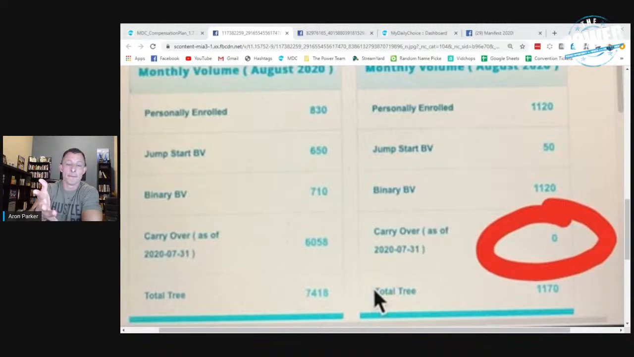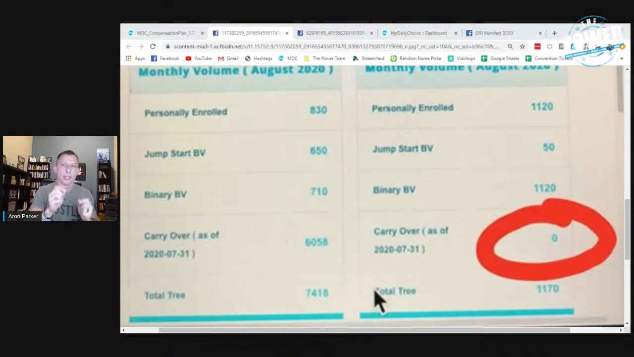I've already told you. You've got to have personally enrolled 90 on your left, personally enrolled 90 on your right, and initially you're going to be building your left and right leg. Left, right. Keep it on alternate in the beginning. Every new affiliate, if you're new, you don't want to just build one leg. You want to go left, right, left, right, left, right. Keep it on alternate.